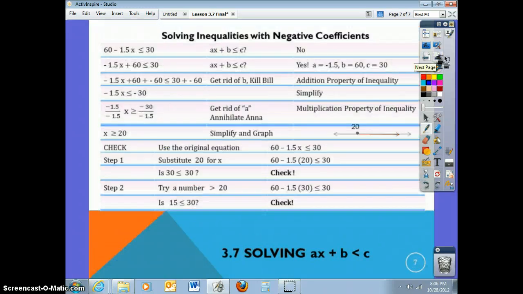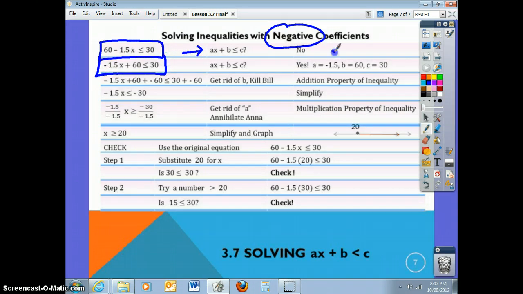Okay, last one is now going to practice it with a negative coefficient, the same thing we just did, but one more practice just to get used to it. Okay, so we have this equation, 60 minus 1.5x is less than or equal to 30. Ask yourself, is it in the right form? If it's not, in this case it isn't, put it in the right form. Okay, and that's important because of all these negatives and things. If you don't put it in the right form, you're more likely to lose a negative symbol. So get it in the right form first.